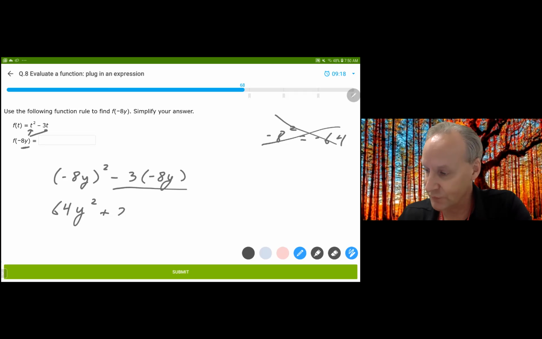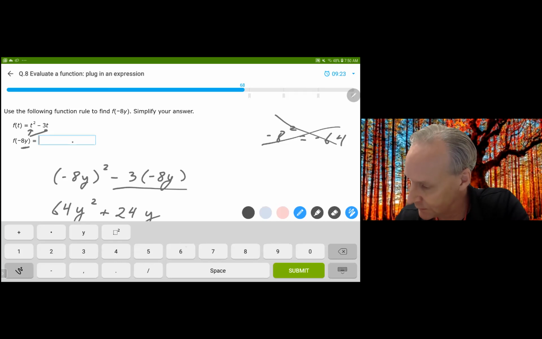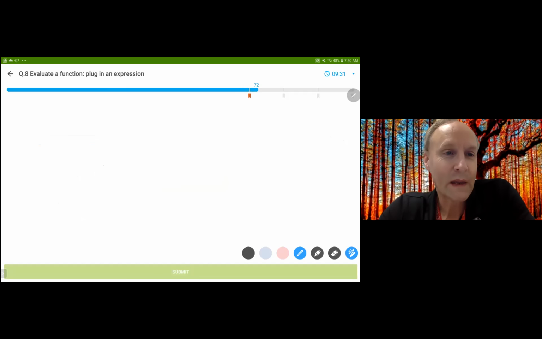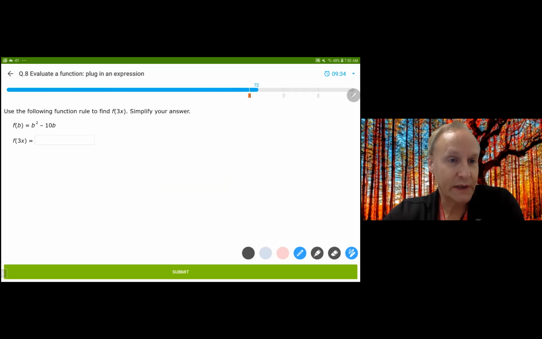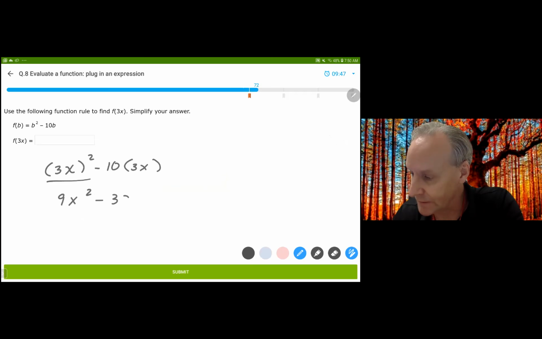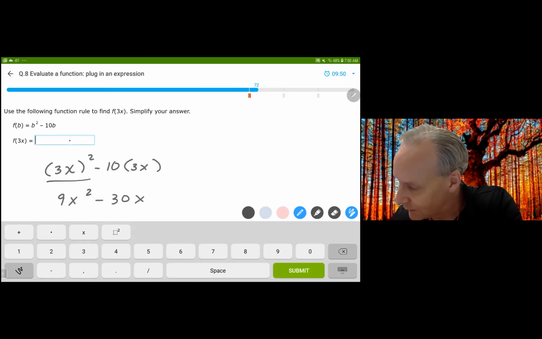This is going to be plus 24y, isn't it? So we've got 64y squared plus 24y. It's nice that they give you that little square key. Makes it easy. All right, what do we got here? We have 3x. So we're going to take 3x squared minus 10 times 3x. That's going to be 9x squared minus 30x. That's it. 9x squared minus 30x. Looks good.